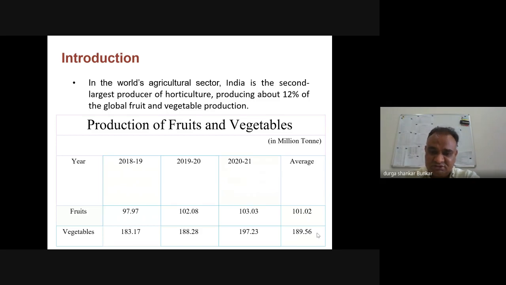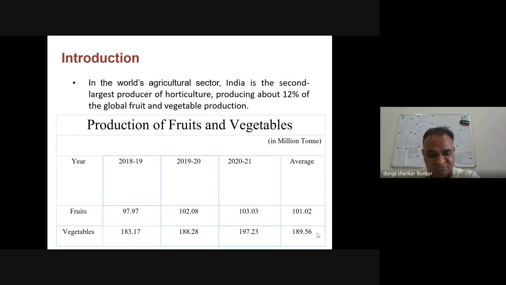These are the very recent data that we have, up to 21, I think. In 21 to 22 and now in 22 to 23, we definitely proceed, and it might be possible that we can achieve more production and upgrade our status in global fruit and vegetable production.